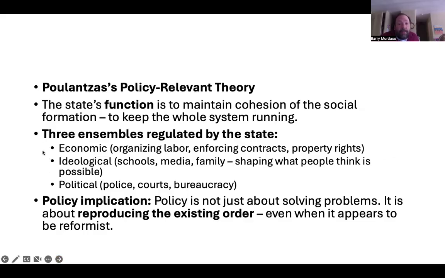Poulantzas' policy relevant theory. The state's function, its role or its purpose, is to maintain cohesion of the social formation, to basically keep the whole system running. Three ensembles regulated by the state: economic, organizing labor, enforcing contracts, property rights; ideological, schools, media, family, shaping what people think is possible; and then the political, the courts, and the bureaucracy.